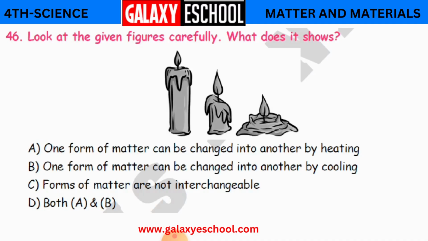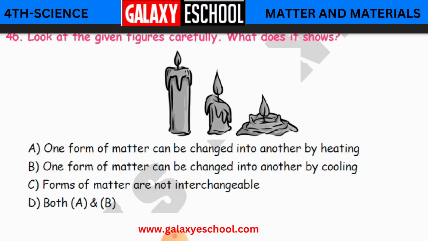Look at the given figures carefully. What does it show? So what is here, children? Like a candle which is burning, and as it is burning it is decreasing in size. The wax is melting, and the size of the candle is decreasing. Okay, so what can we tell?